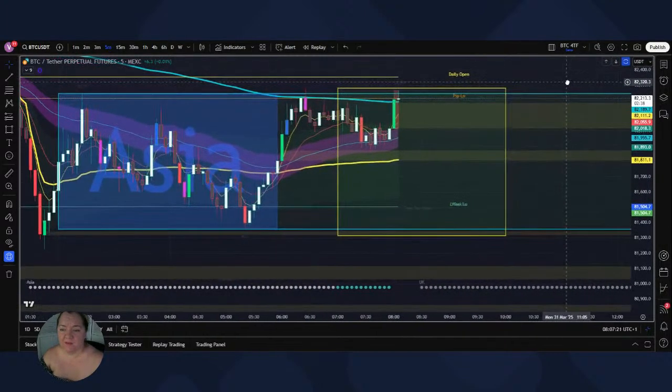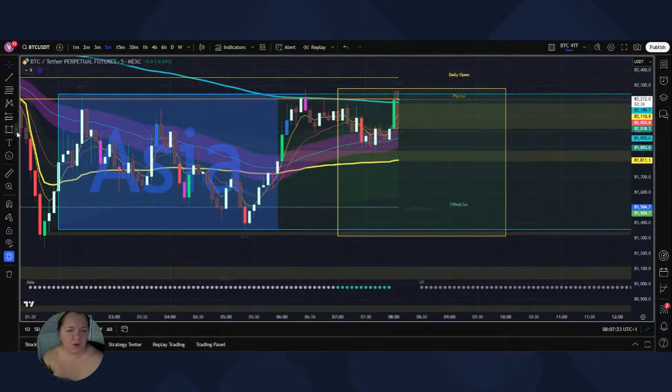And what we're getting is market maker candles. For any of you guys who haven't seen these candles before, they're called PVSRA candles. So they're price volume PVS.